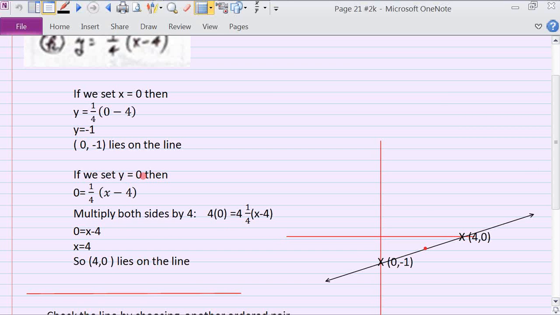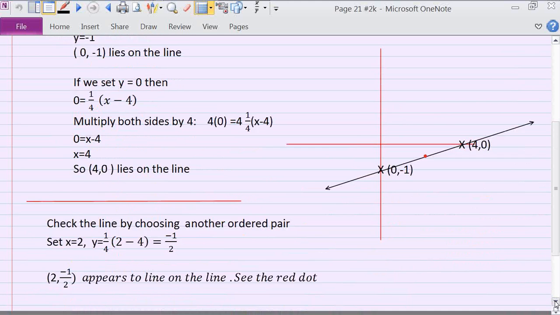So we've set y to 0. This gives me my second ordered pair, which is roughly here, 4 right here at this point. Now I had the first point, 0 minus 1, that's here. That's my y-intercept. This is my x-intercept. I connect these 2 points, extend the line. Now I'm going to use a test point.